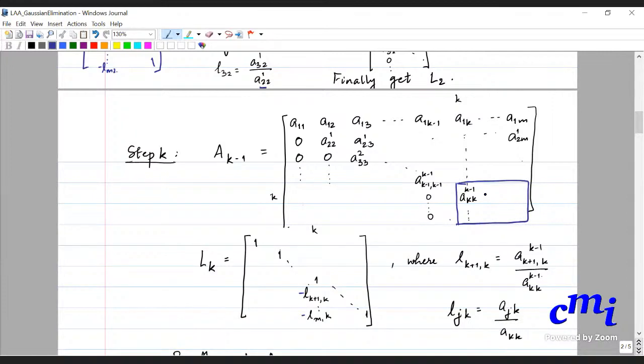Okay, so you look for the maximum element among the absolute values of all the elements in this submatrix, and replace the pivot element by that. So if you're looking only at this, that is called partial pivoting. If you look at all elements here, that is called complete pivoting.